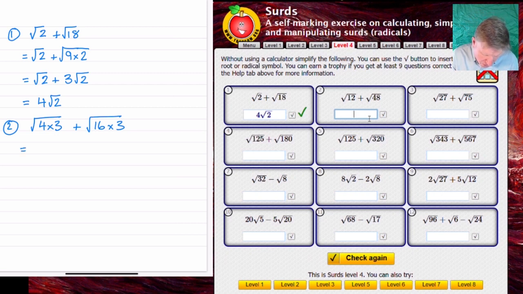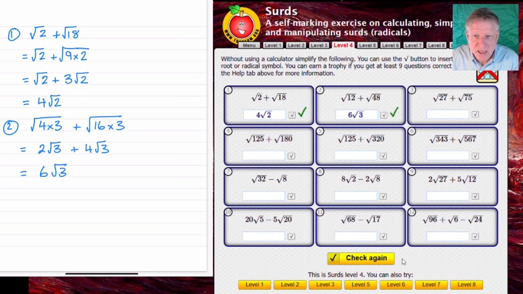So I've got some square numbers and some 3's. So that's equal to, the square root of 4 is 2, so the first term becomes 2 root 3. And the second term, because the square root of 16 is 4, is 4 root 3. And we're adding these together, so the answer is going to be altogether 6 root 3. Let's see if that's correct. 6 times the square root of 3. Check. Yes, that's right. Okay, I'll do one more. Number 3. The square root of 27 plus the square root of 75.